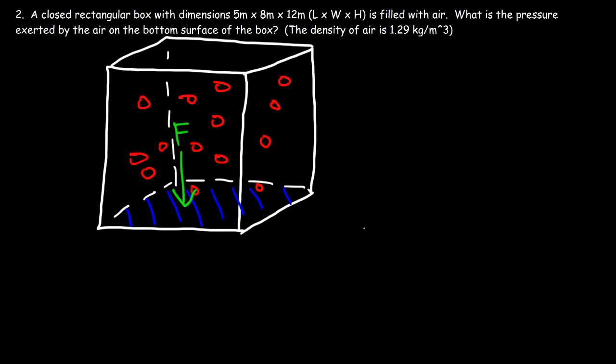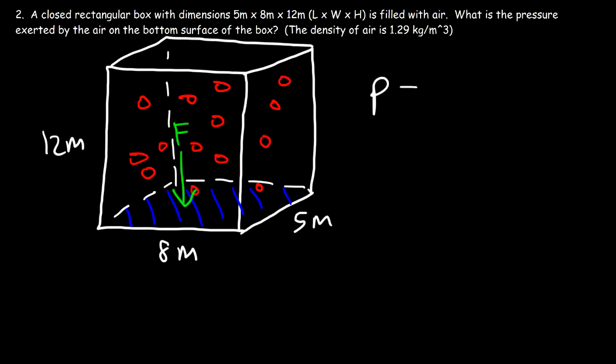So the length of the box is 5 meters, and the width of the box is 8 meters. And the height is 12 meters. So those are the dimensions of the box. So with this information, how can we calculate the pressure exerted by the air on the bottom surface of the box?